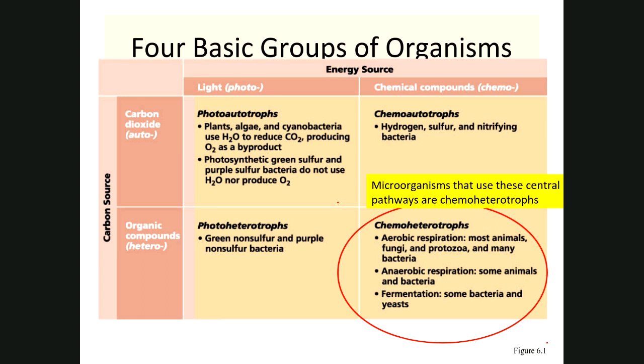We are concentrating on chemoheterotrophs. We're not going to talk about chemoautotrophs or photoautotrophs or photoheterotrophs and how they make energy, even though some of these pathways, if not all of them, are used in pretty much all of these organisms. We're going to look at these metabolic pathways from the chemoheterotroph's point of view.